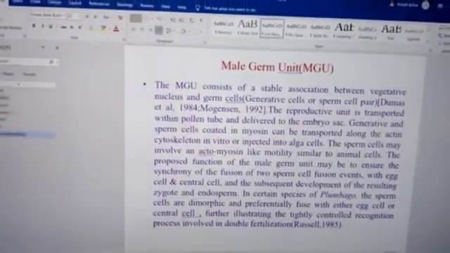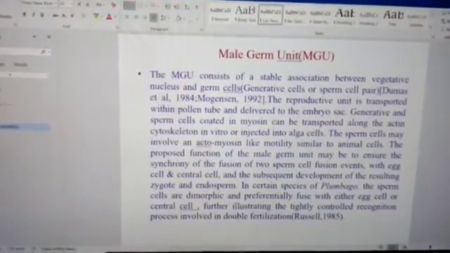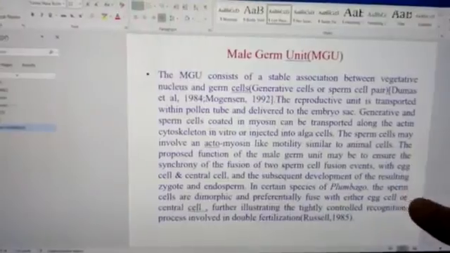So this is all about the formation of the male gametes and the morphology of the pollen wall. Thank you.